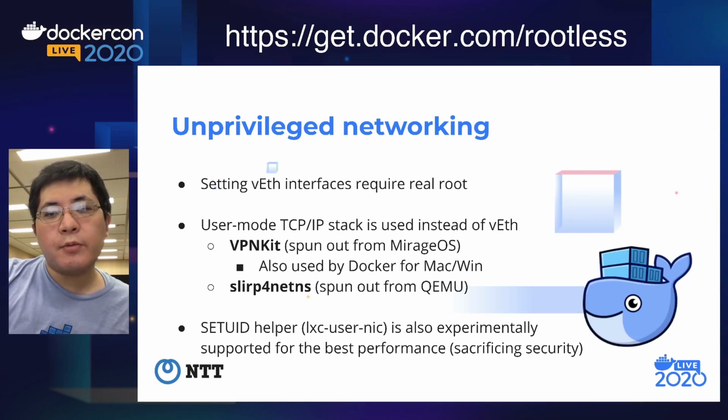And for the best performance, we also support using a setuid binary called lxc-user-nic so that you can use real virtual Ethernet interfaces. But this is currently experimental and it slightly sacrifices security, so it's still recommended to use VPNKit or slirp4netns.